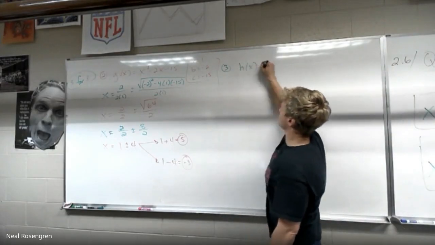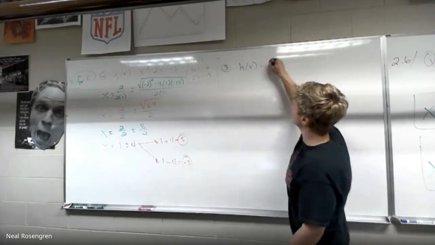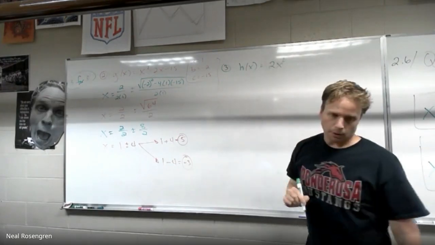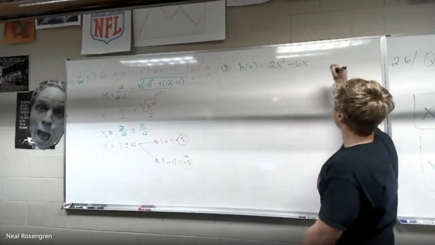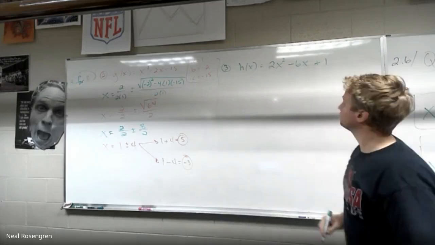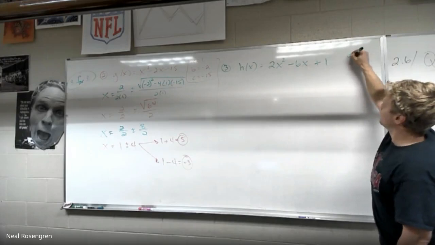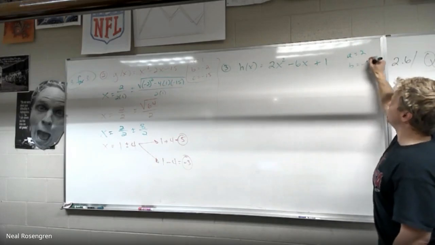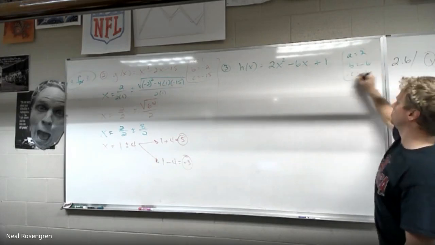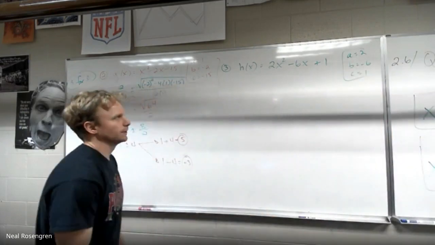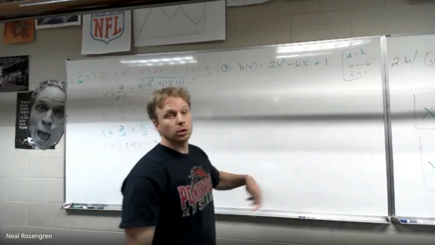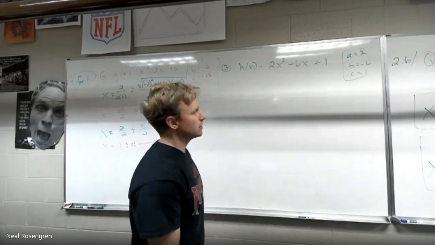H of x, right? H of x is what they call this one: negative 2x squared minus 6x plus 1. Another negative b, so we've got to keep an eye on that. And if you need to, write a equals, b equals, and c equals, just to give you a better focus on the numbers themselves. So a is 2, b is negative 6, and c is positive 1.